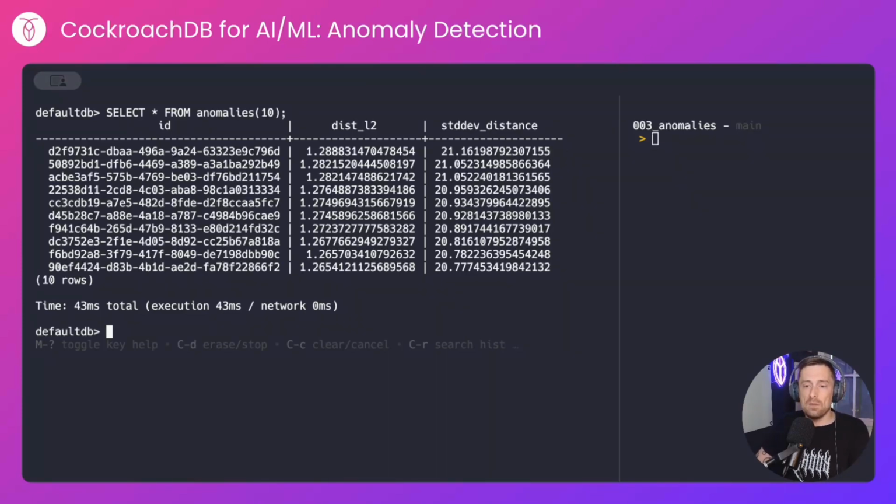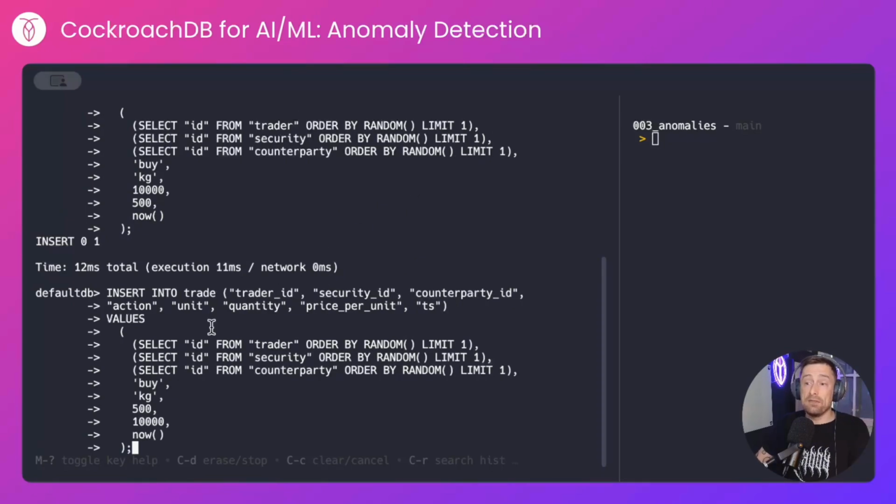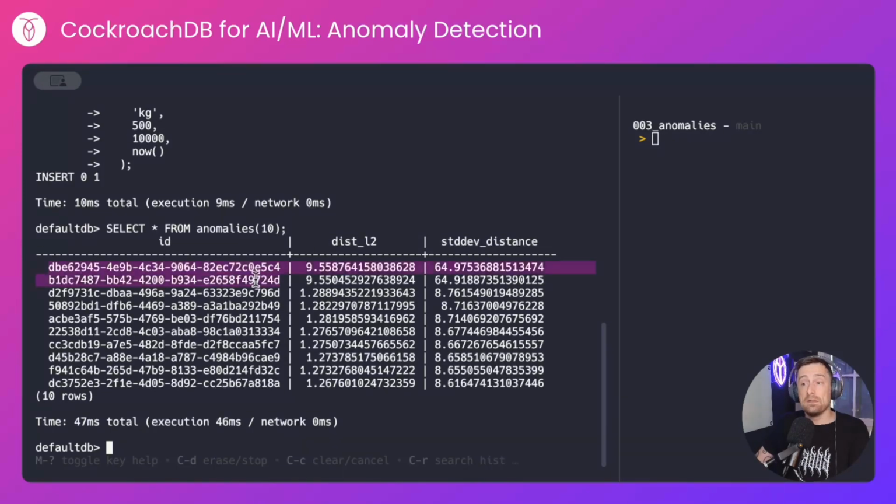Let's change that now by inserting some anomalous trades. First, I'll insert an anomalous quantity. So we're buying 10,000 kilograms of something. And next, we'll buy 500 kilograms of something, but with an anomalous price per unit. Searching for our anomalies again, we now see the 2 anomalous trades that we just entered have a much higher L2 distance and a much greater standard deviation from the rest of the trades.